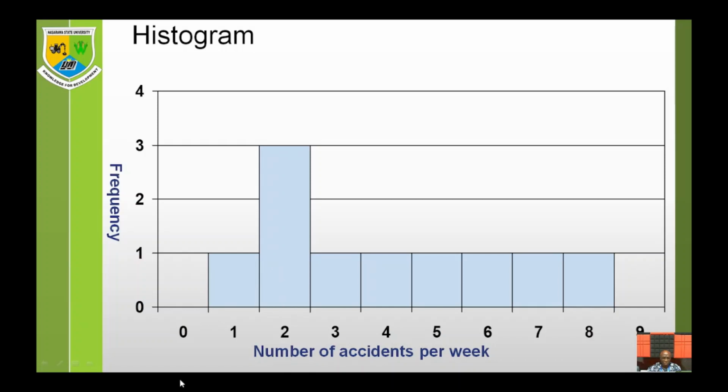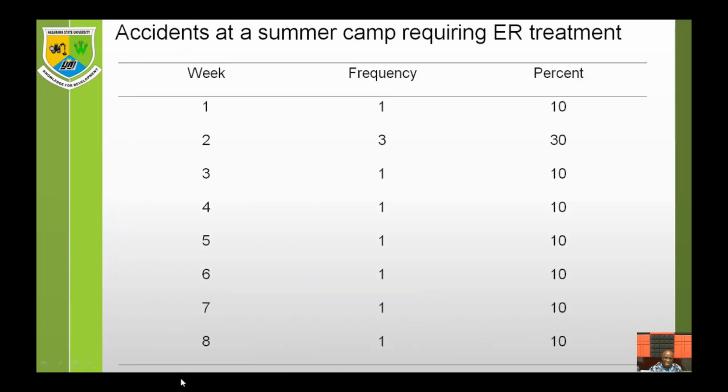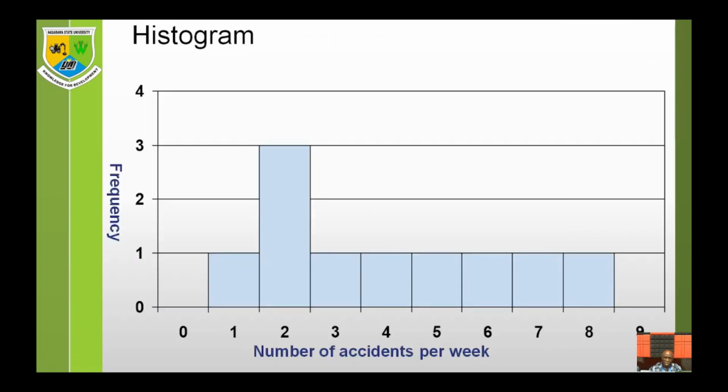You can see from the table that the highest frequency was in week 2, which was a frequency of 3. It means 3 accidents occurred in week 2, accounting for 30%. All the other weeks, from week 1 to week 8, apart from week 2, we had a frequency of 1. We can put this information, like I said, on a bar chart.